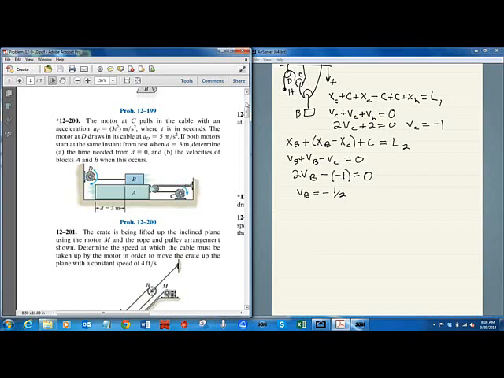Okay, so it says the motor at C pulls in the cable with an acceleration where t is in seconds. The motor at D pulls in at so-and-so. If both motors start at the same instant from rest, in other words, initial velocities are all 0, in this location, what's the time needed and the velocities when B slips 3 feet or 3 meters? Okay, how in the world are we going to do this?